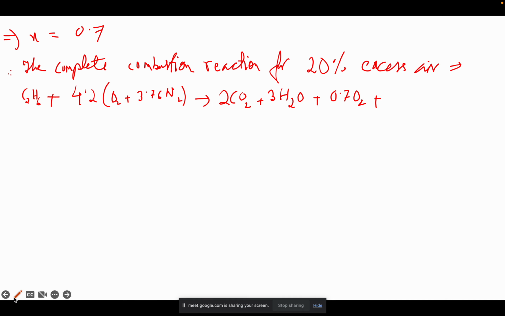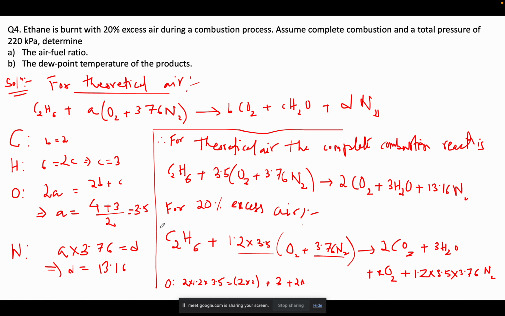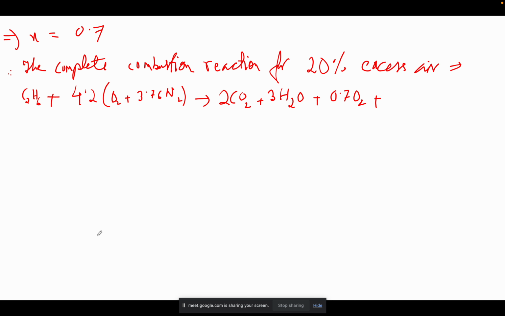And plus this will be 4.2 into 3.76, that is 15.79 N2.